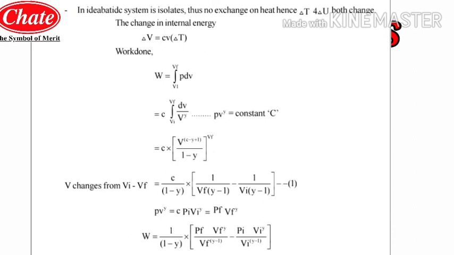We will get the work done as 1 upon (1 minus gamma) into [Pf Vf raised to gamma upon Vf raised to (gamma minus 1) minus Pi Vi raised to gamma upon Vi raised to (gamma minus 1)]. So this will be the entire work done for the adiabatic process we have learned.